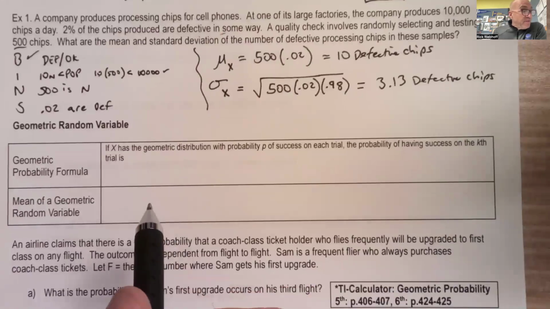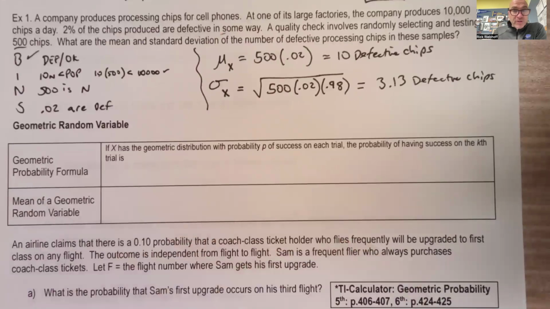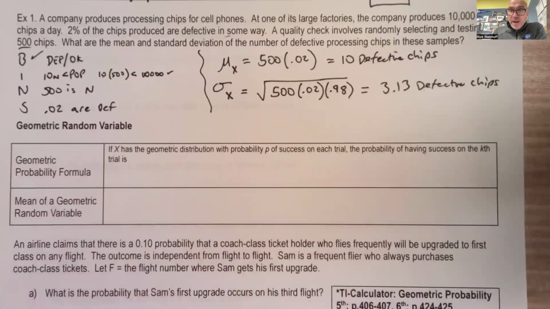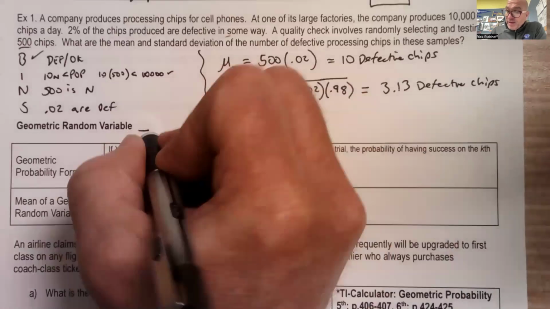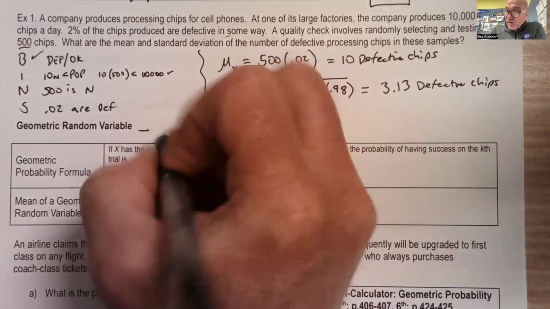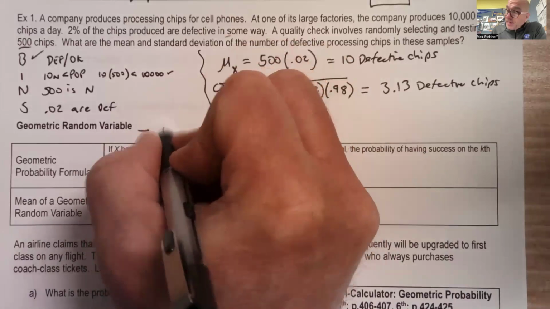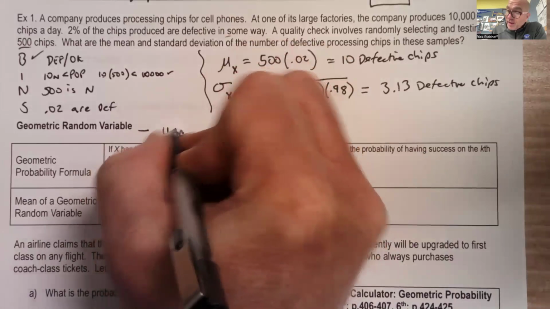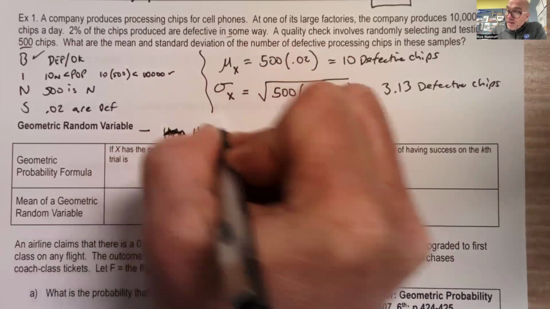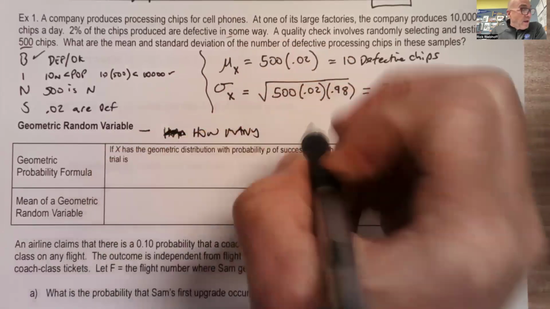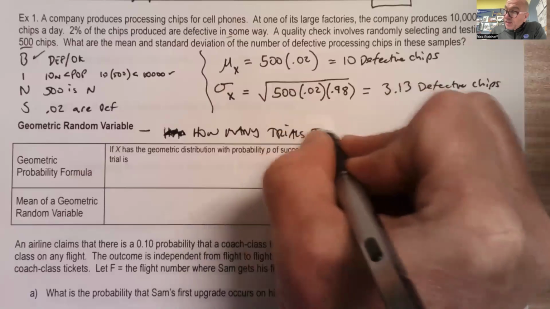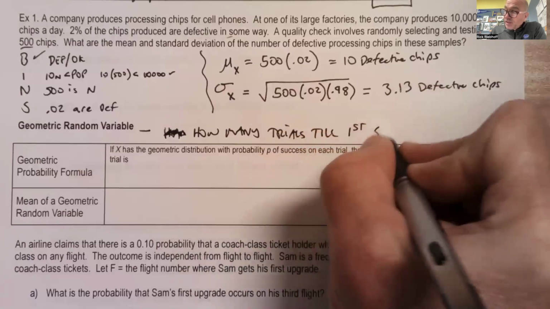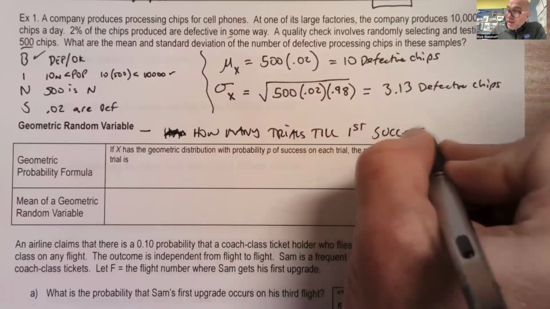All right, geometric random variables. Geometric is like binomial in some ways. The big difference for geometric is how many trials until the first success. Okay.